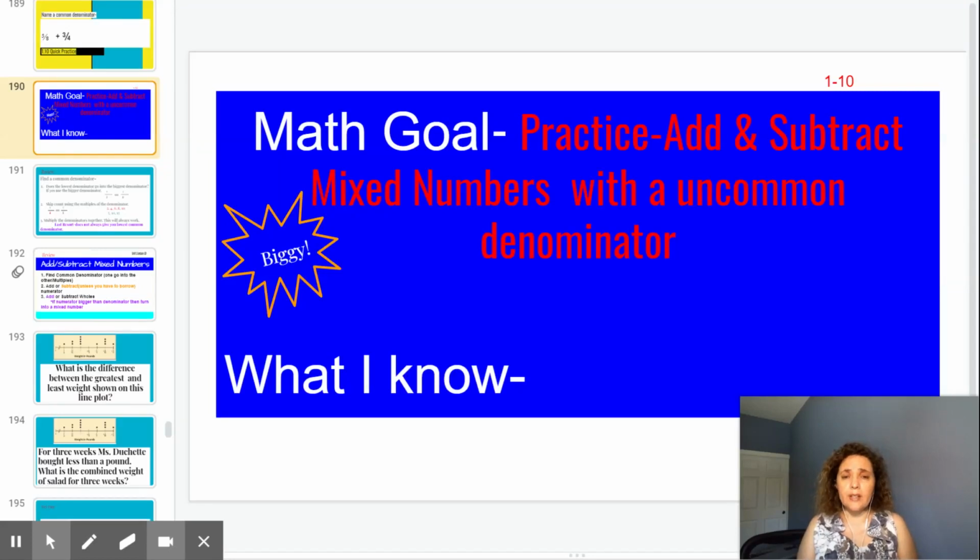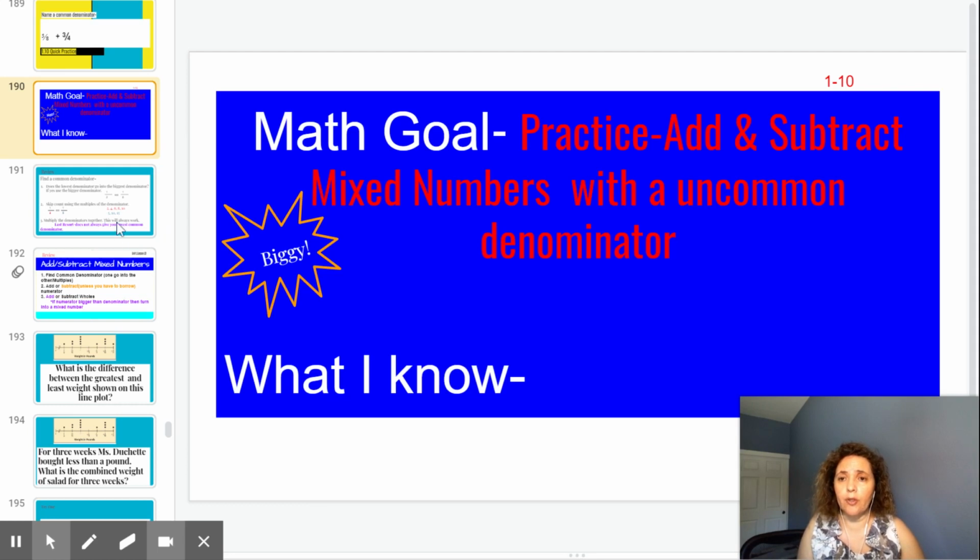All right, so in today's math lesson, it is a review. So our math goal is to practice adding and subtracting mixed numbers with an uncommon denominator. Again, remember, this is a biggie. This is what this whole unit's all about, and this is a big standard in fifth grade. So write down what you know, and hopefully you already know a lot of stuff, okay?